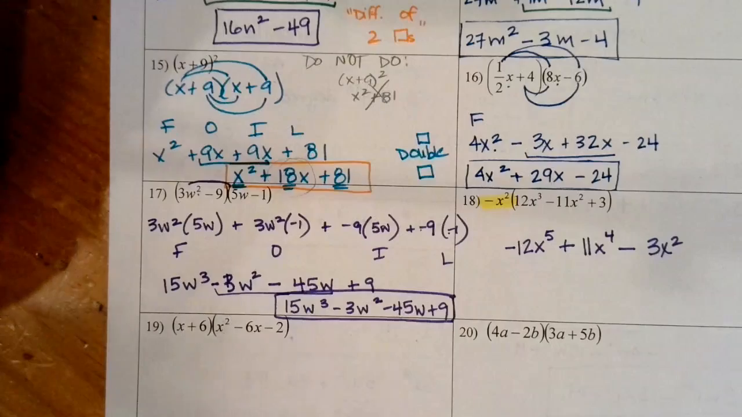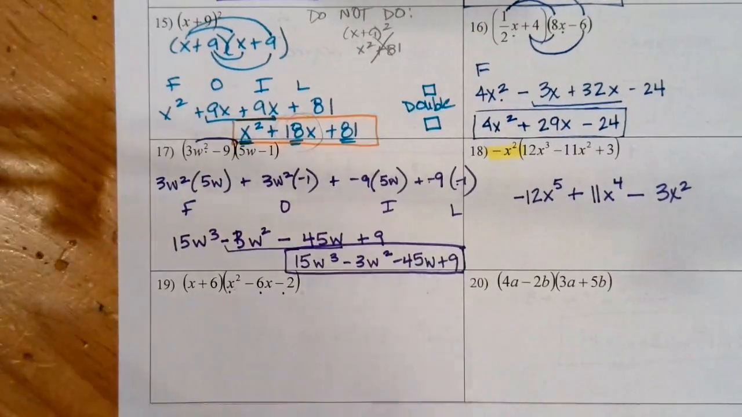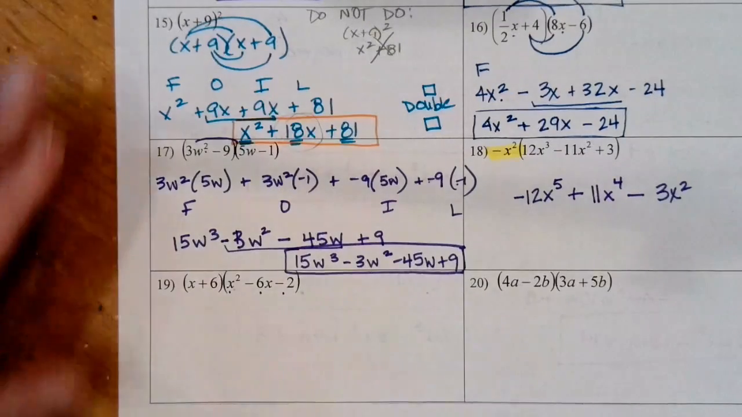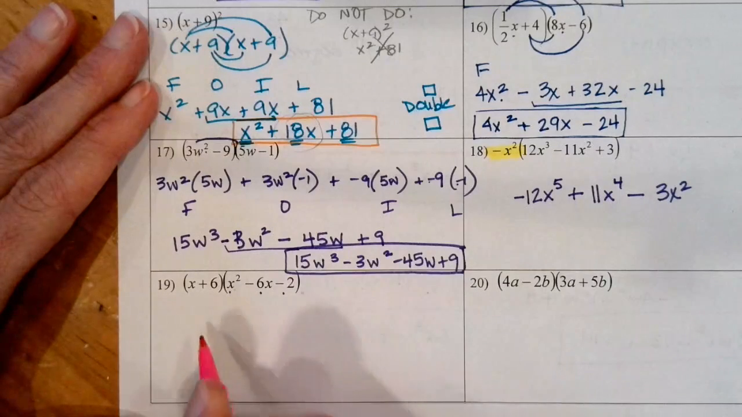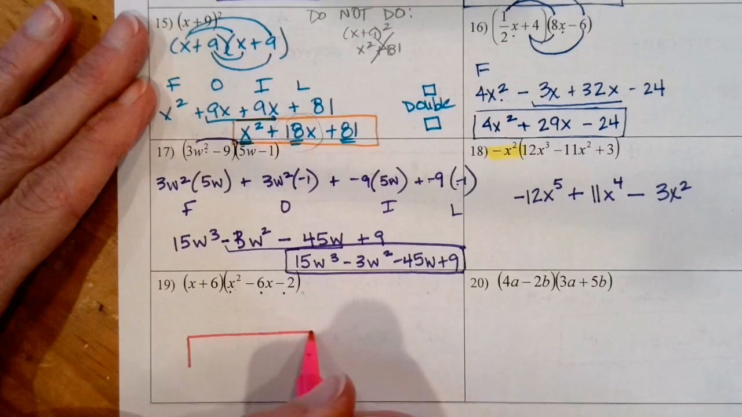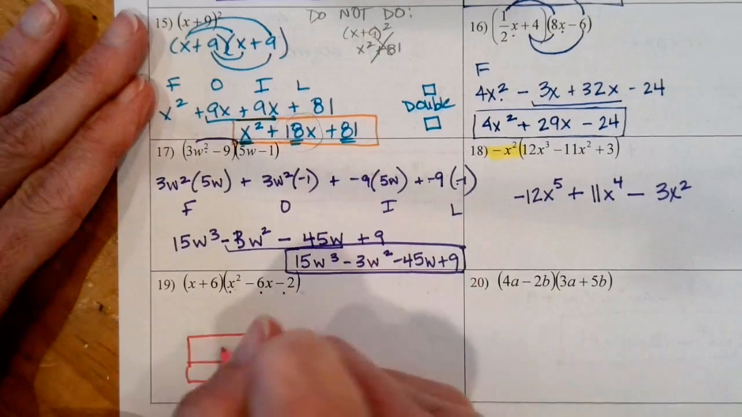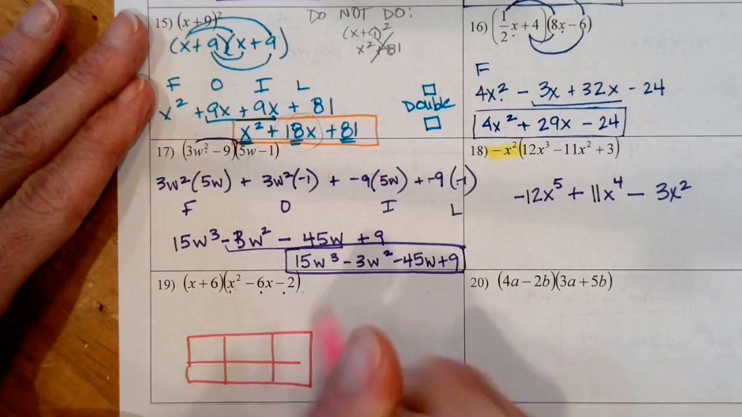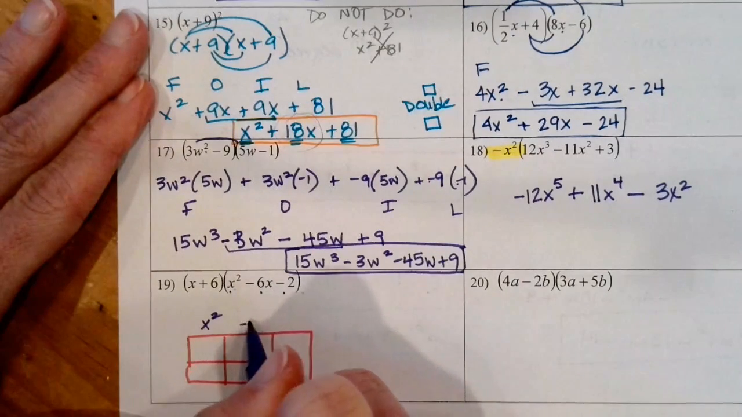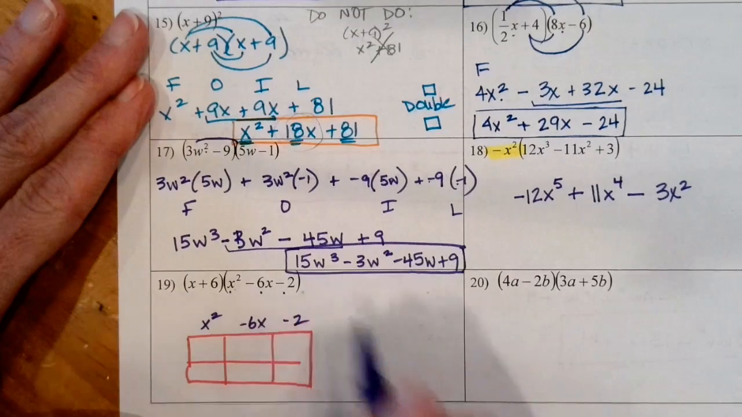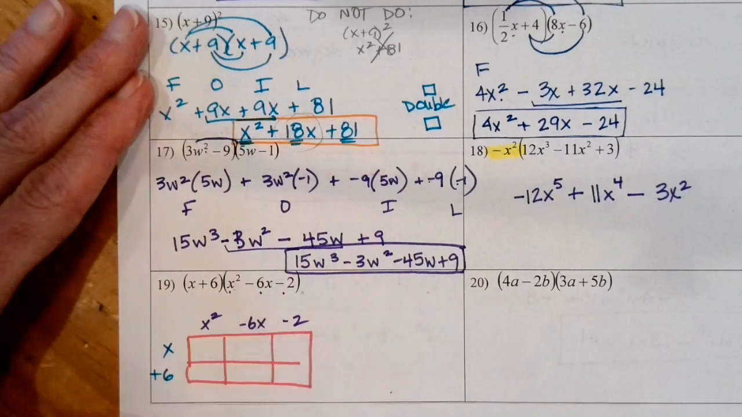Alright, so for this next one, I have a trinomial. See how there's 1, 2, 3 terms? So sometimes kids like the box method for this. So we'll show you the box method one more time. So we'll go ahead and draw our box. And we'll draw this one extra long because guess what? We have 3 terms in one of our factors. We have an x squared, a negative 6x, and a negative 2. Over here we have an x and a positive 6.